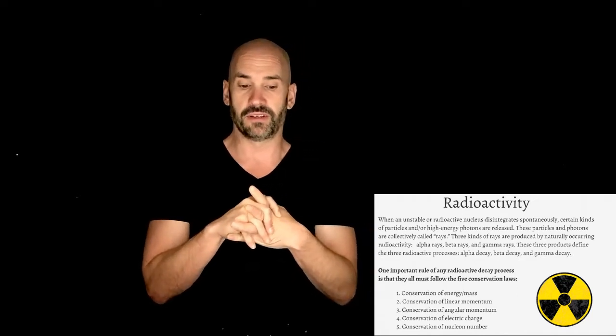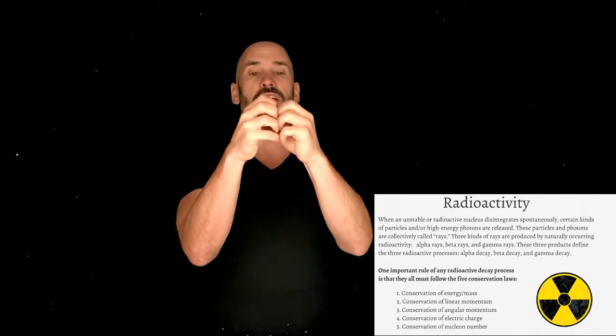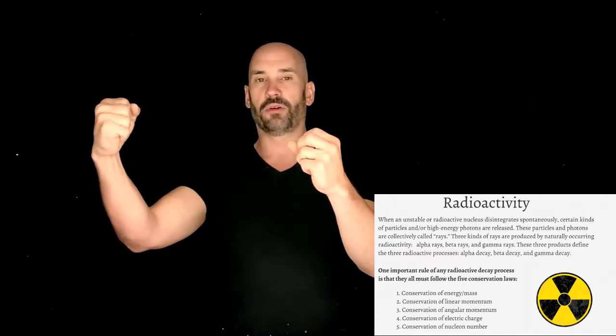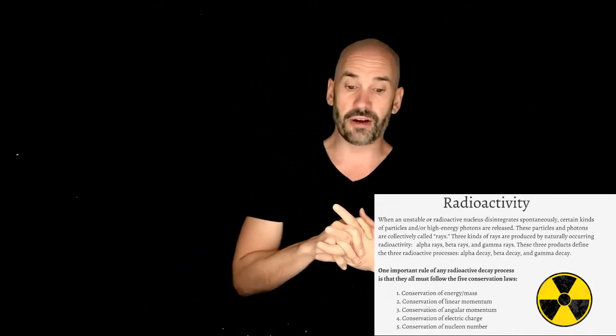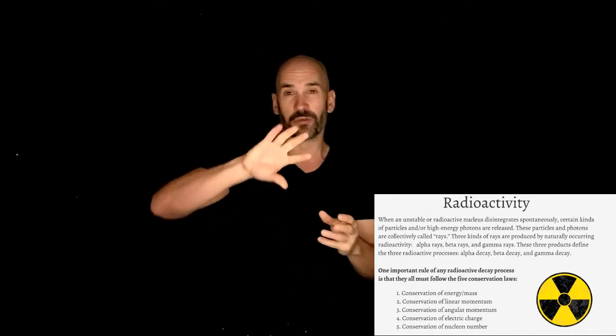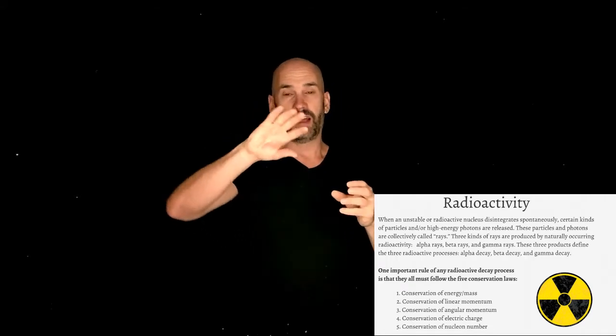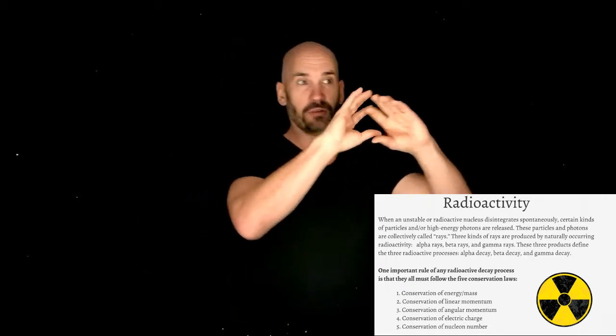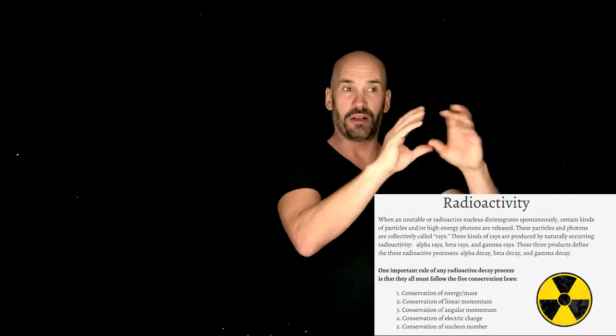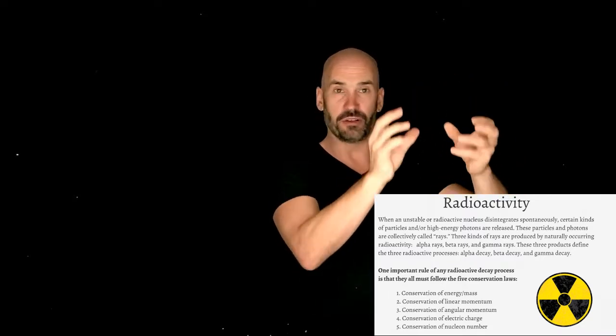It also has to conserve linear momentum, right? So in other words, if a nuclei breaks down and one part of it goes this way and another part of it goes this way, the sum of the momentum before and the sum of the momentum after have to be equal. It also has to conserve angular momentum. So if there's any kind of rotation happening and things break off, then when you have these daughter molecules, that angular momentum must be conserved as well.